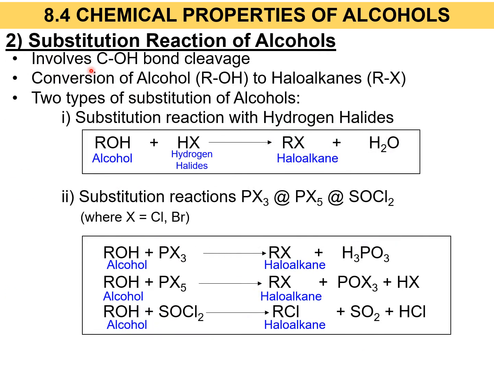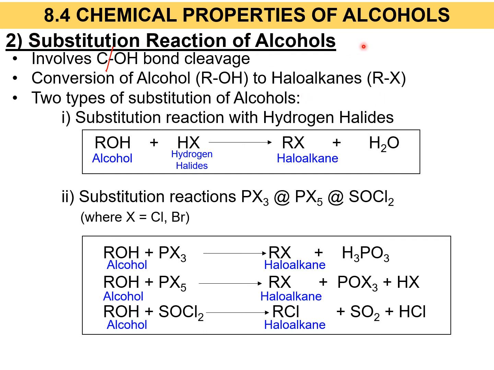Okay, the next chemical reaction of alcohol ialah substitution reaction of alcohol. Okay, ni pun akan melibatkan carbon dan juga OH bond cleavage. Okay, so kiranya you akan pisahkan the carbon dan juga OH. Okay, so sekarang ni bila you buat substitution reaction of alcohol, tak kisahlah you punya reagent hydrogen halides ke, PX3, PX5 atau SOCl2, you will get a haloalkane.